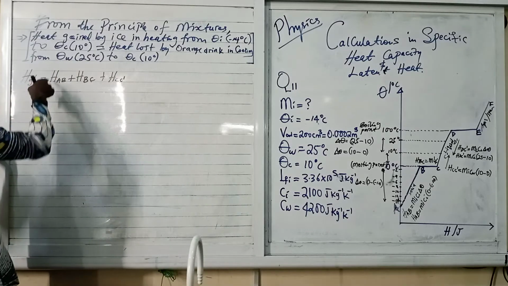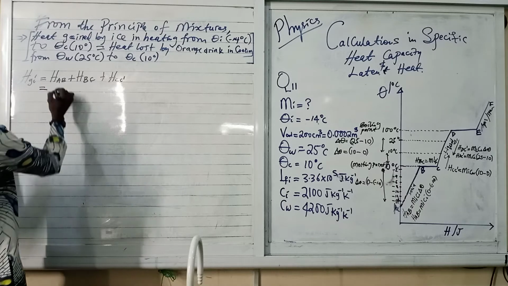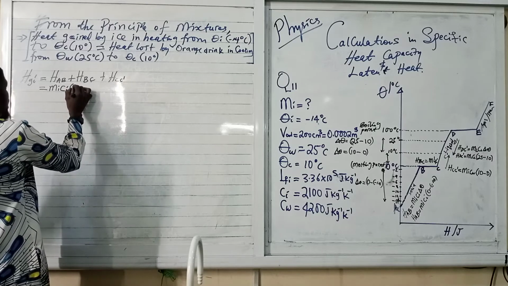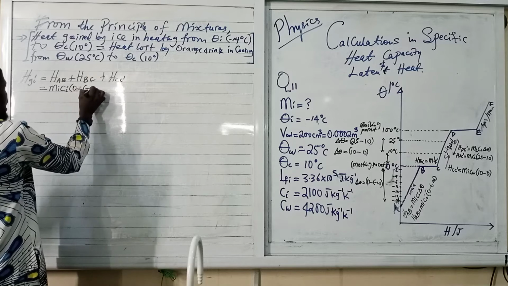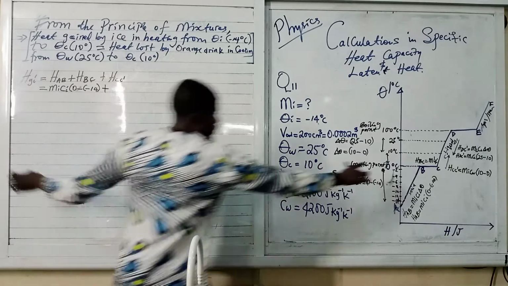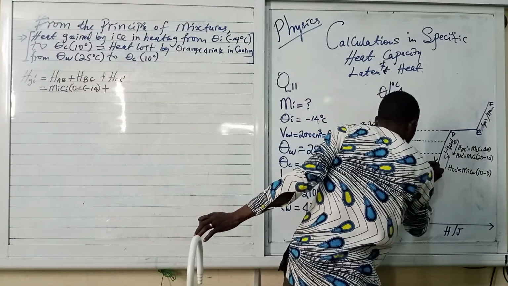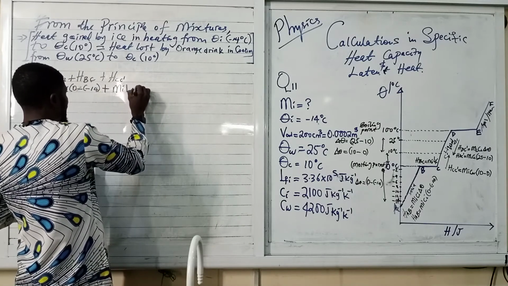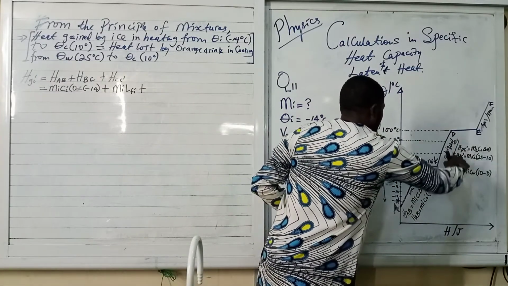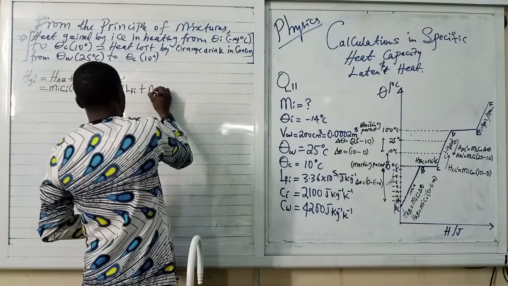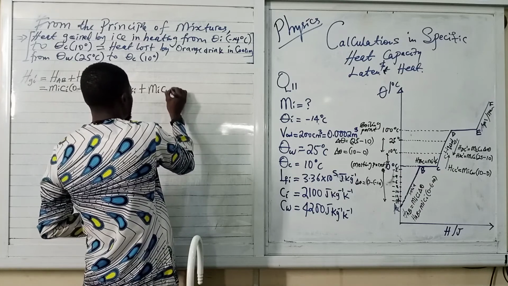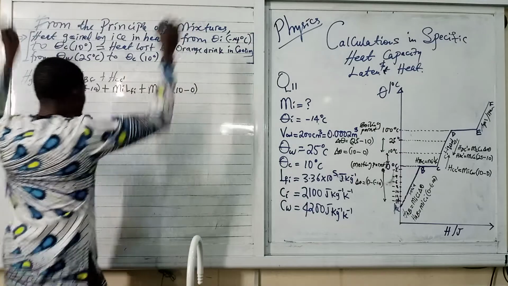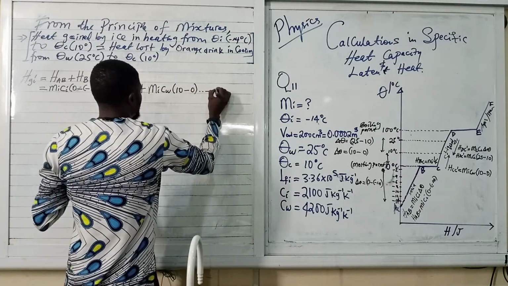If we put in these variables, this is the same thing as mass of the ice times specific heat capacity of the ice into 0 minus 14, plus mass of the ice, Mi, times specific latent heat of fusion of the ice, plus HCC prime, that is mass of the ice, specific heat capacity of water into 10 minus 0 degrees. We can call this our equation number 1.